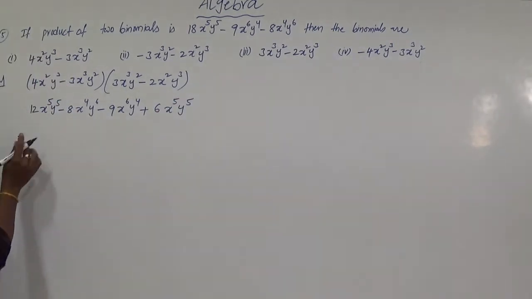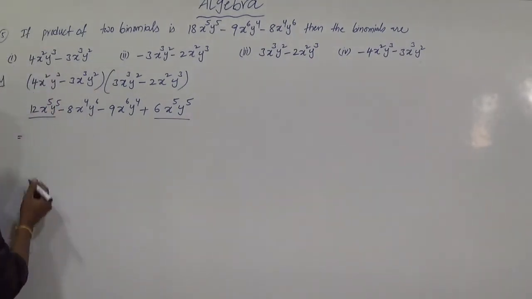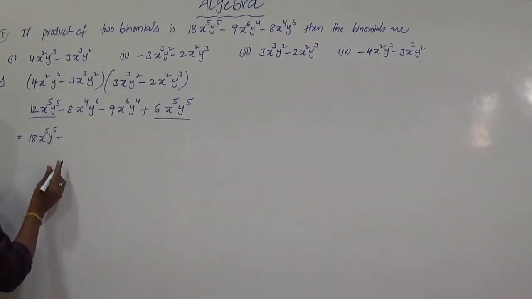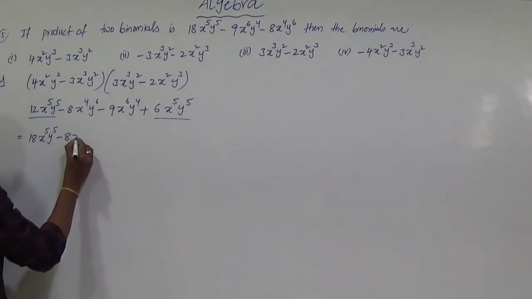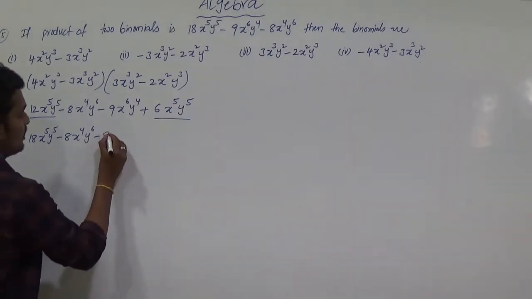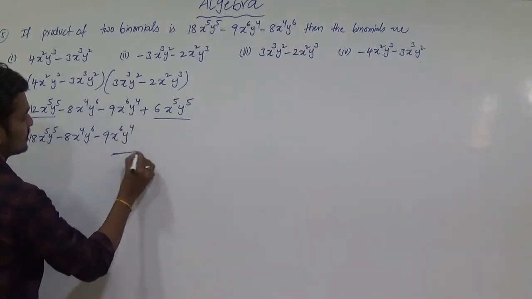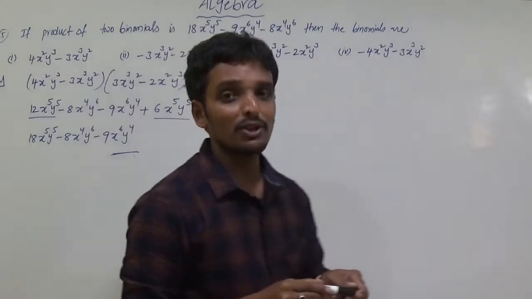Now here 12x to the power of 5 y power 5, 6x power 5 y power 5. I am taking 18 x power 5 y power 5. Minus, these two are not like terms, so write as it is: 8 x to the power of 4 y power 6 minus 9 x to the power of 6 y power 4. That is the answer.